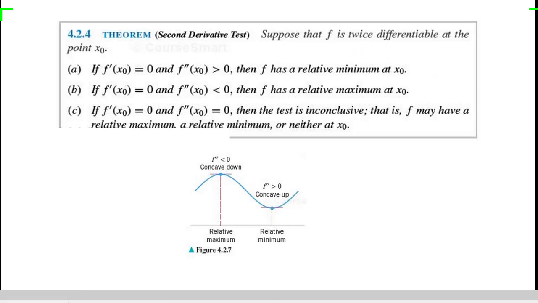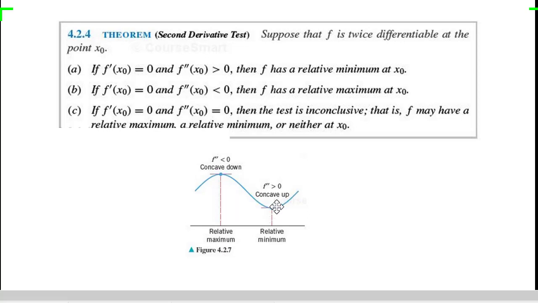Another way to determine whether we have a relative max or a relative min is to use the second derivative test. When derivatives are easy to find, we can use the second derivative test, and it'll be more convenient than making sign charts. So the second derivative test tells us, suppose that f is twice differentiable at the point x naught. If f prime of x naught equals 0 and f double prime of x naught is greater than 0, then f has a relative minimum at x naught.